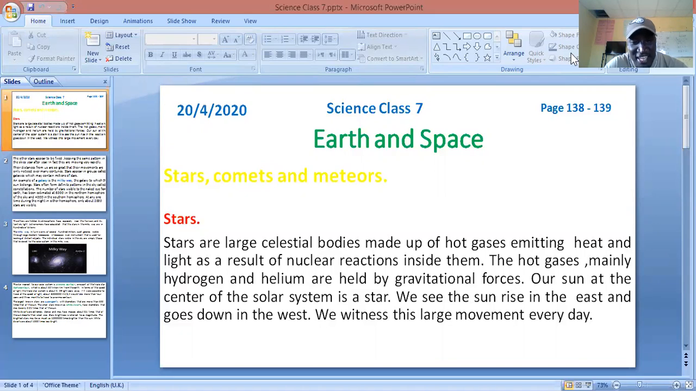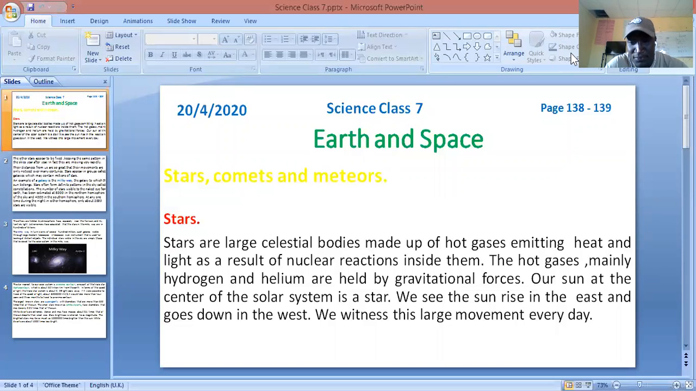Our sun at the center of the solar system is a star. We already studied about the solar system in class 6. Even in this lesson, we studied about the solar system. We drew the solar system, and at the center of the solar system, there is the sun. Meaning, the sun itself at the center of the solar system is a star.